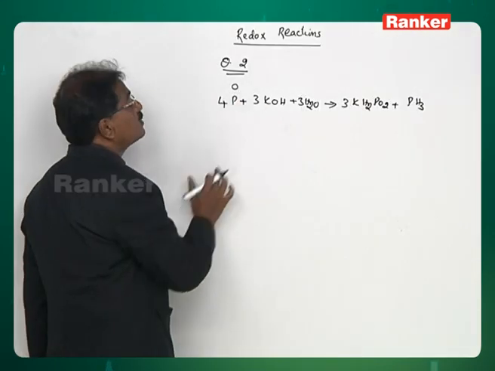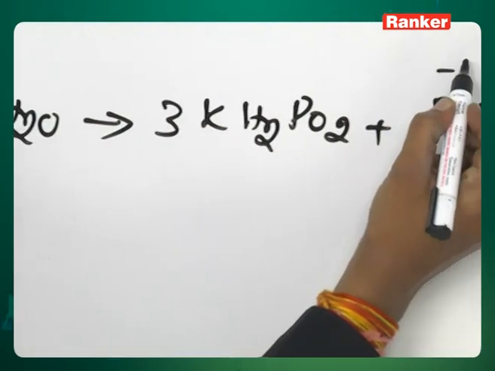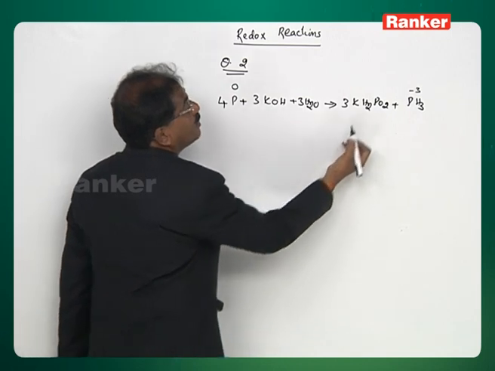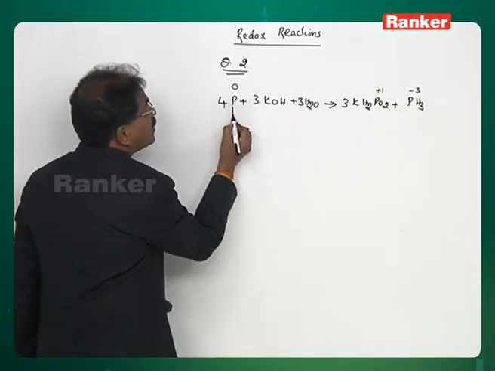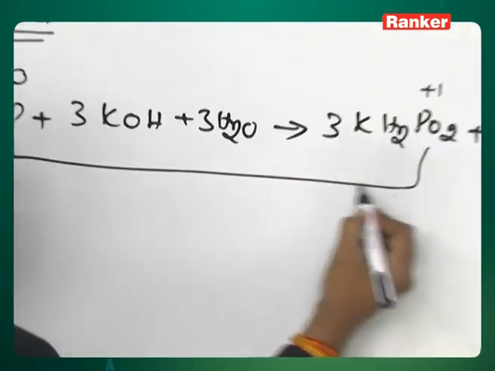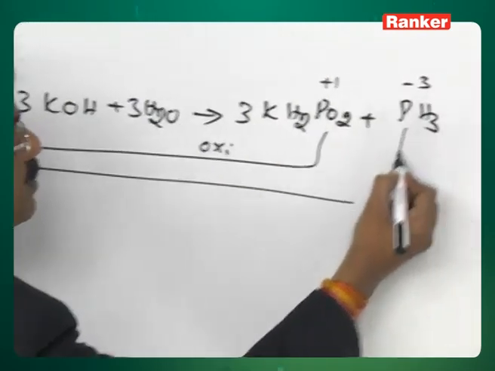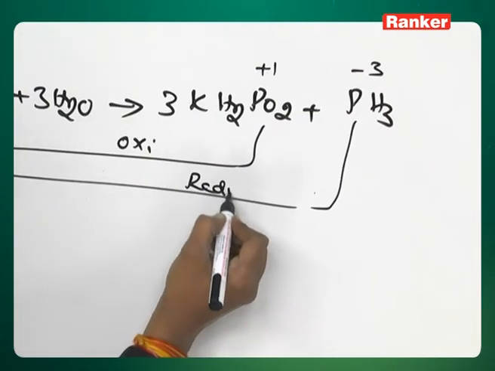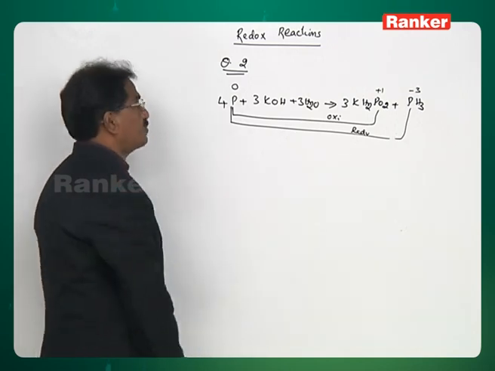For phosphorus, here the oxidation state is 0. Here the oxidation state is -3. Here the oxidation state is +1. That means the phosphorus atoms which are coming into this compound are undergoing oxidation. The phosphorus atoms which are coming into this compound are undergoing reduction. That means phosphorus atoms are undergoing both oxidation and reduction.